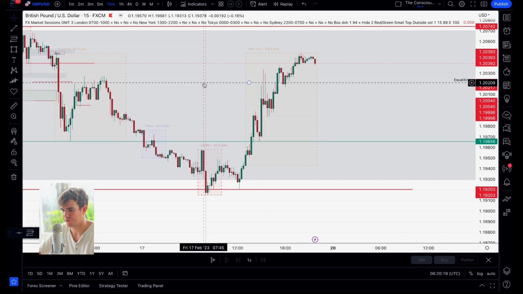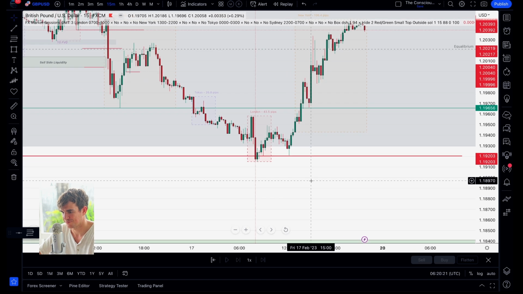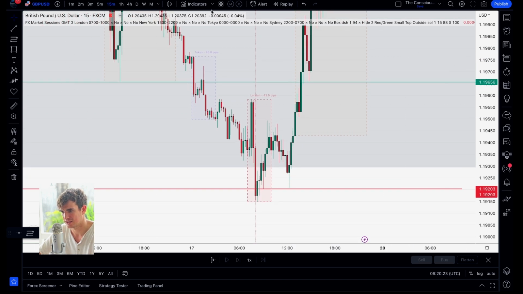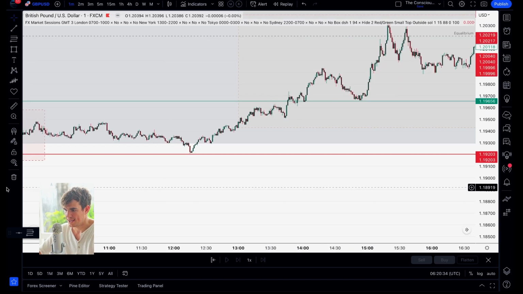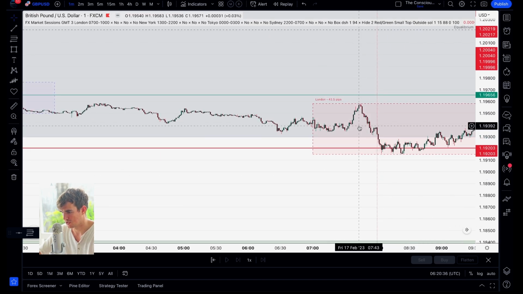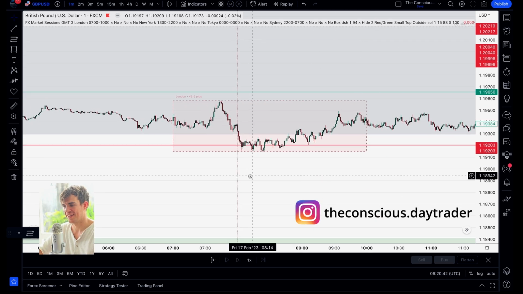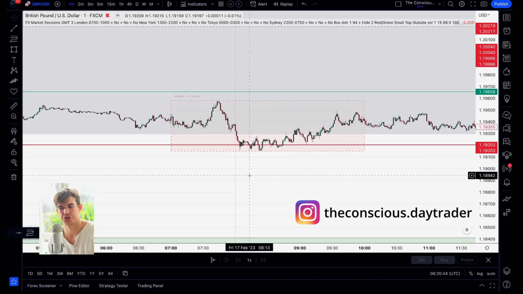So we are on Friday and we started here. What did we see here to get in? I always trade on the 1 minute. Where did the break of structure come? So we had 7 o'clock, price went up and then created what we call a Judas move.